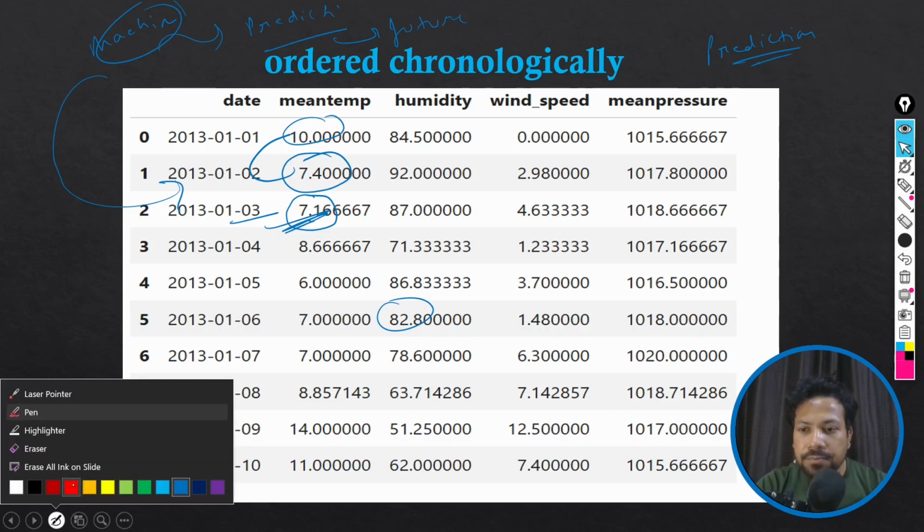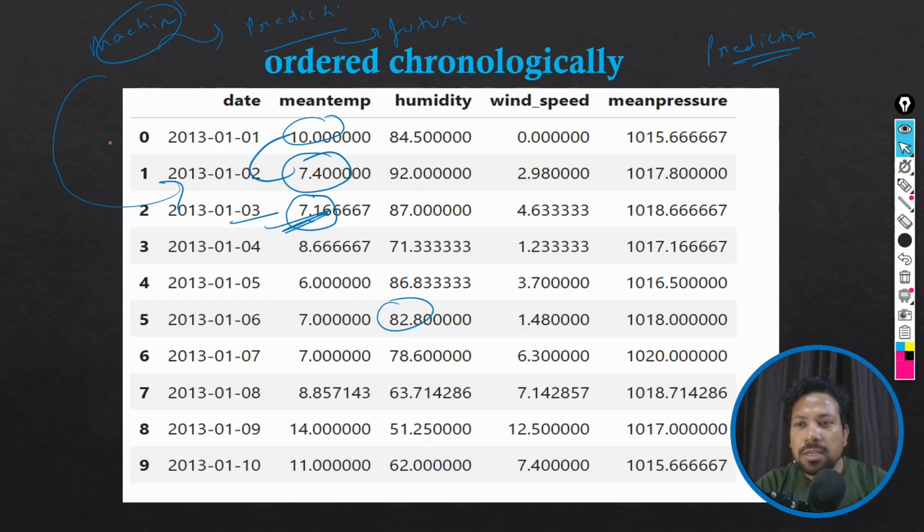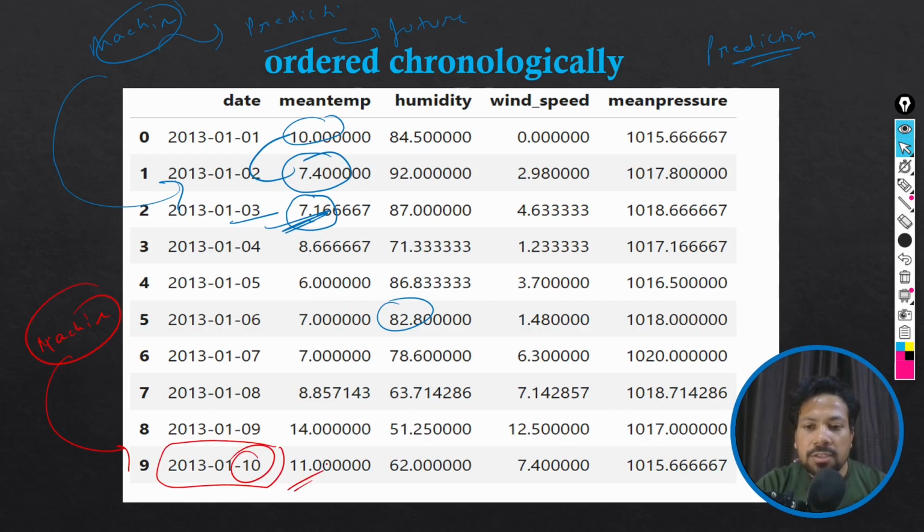Let me just change the color. For example, I have trained my machine learning model with 9 rows. So I know the mean temperature at 10th January is 11. Now I want to predict what will be the mean temperature at 11th Jan. So I'm going to predict this temperature with the help of the machine learning model. Right? Now just try to understand that any machine learning model always tries to find patterns inside your data points, right?